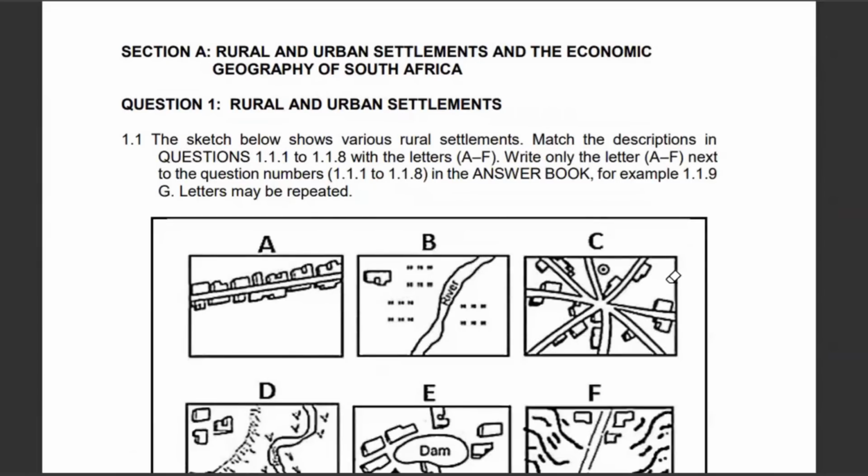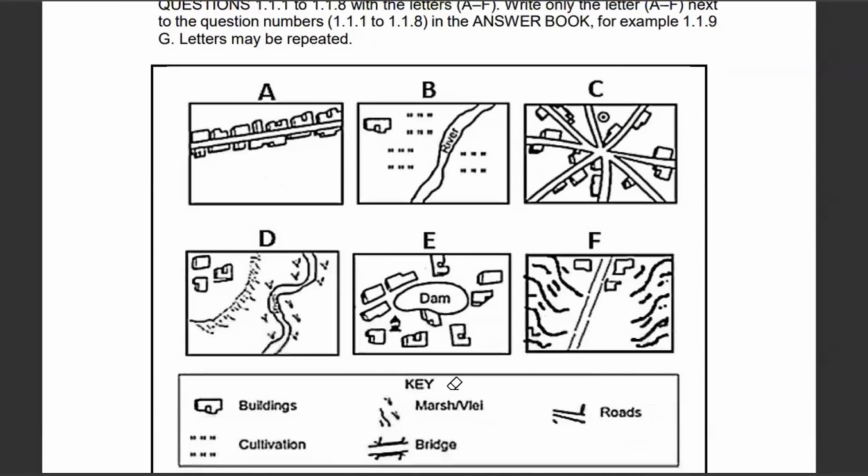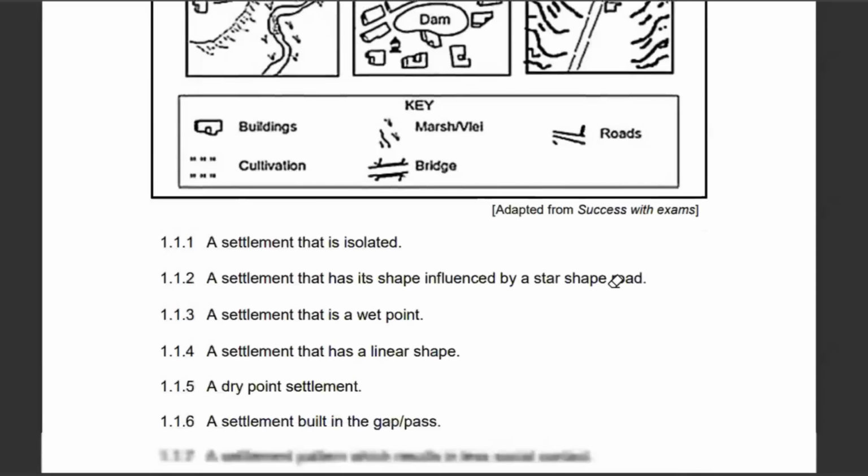Right, so our first question on rural and urban settlements is: the sketch below shows various rural settlements. Match the descriptions in question 1.11 to 1.18 with letters A to F. So we are going to look at these settlements here and try to match them with the given set of questions which correspond to the given settlement situation, from A, B, C, D, E, up to F. So we're going to start with our first question.